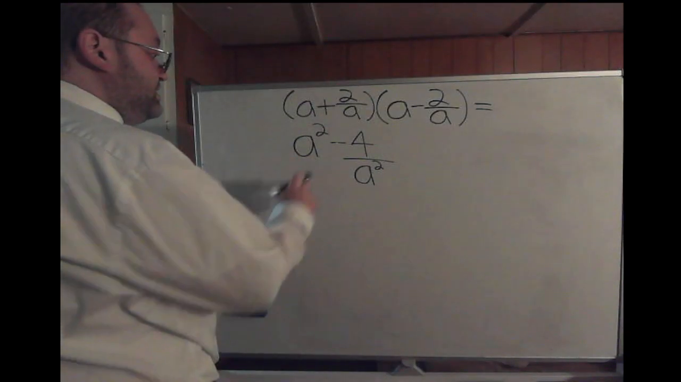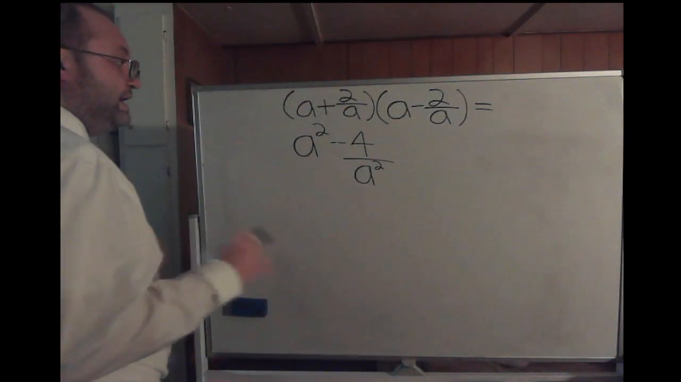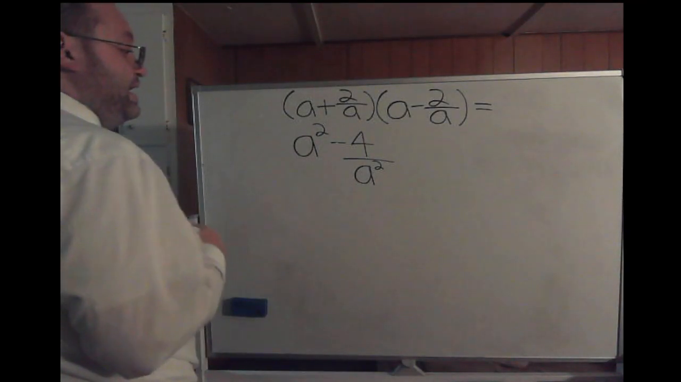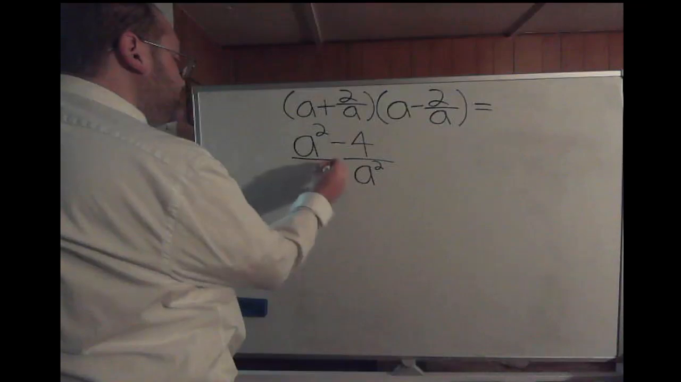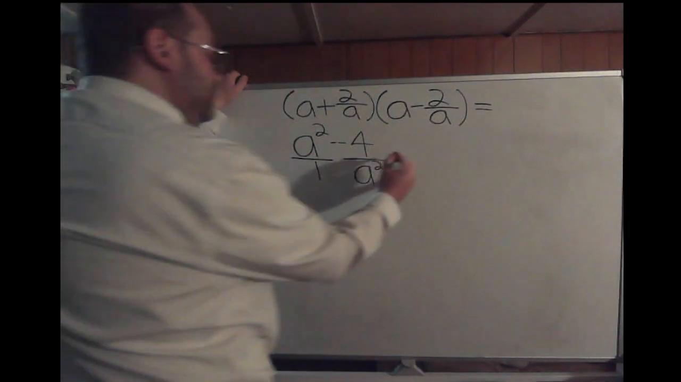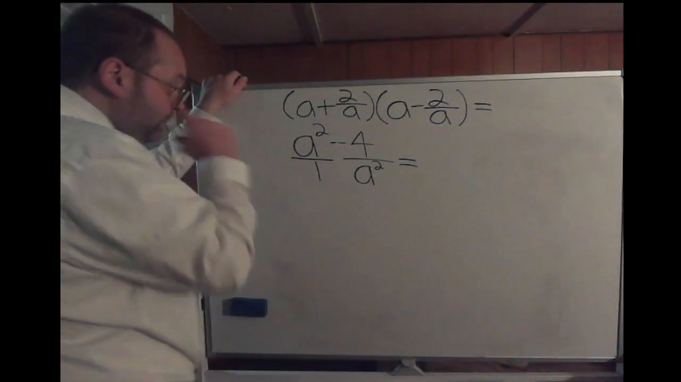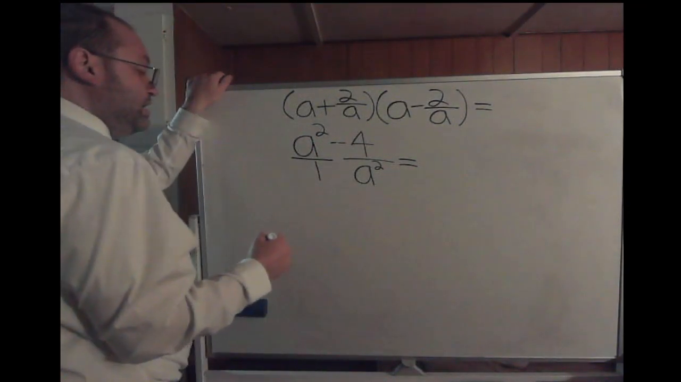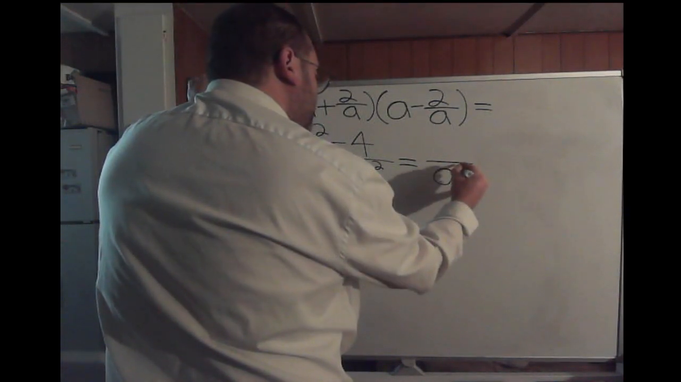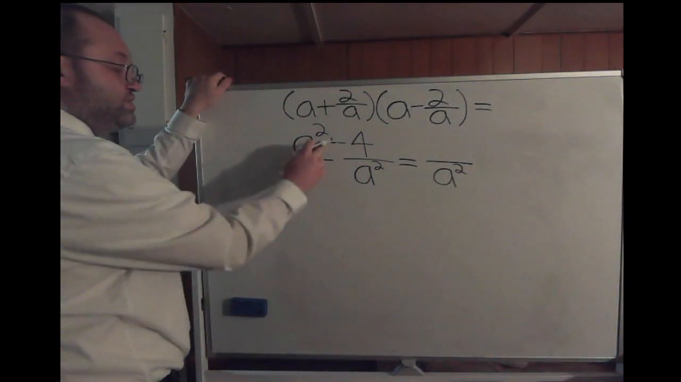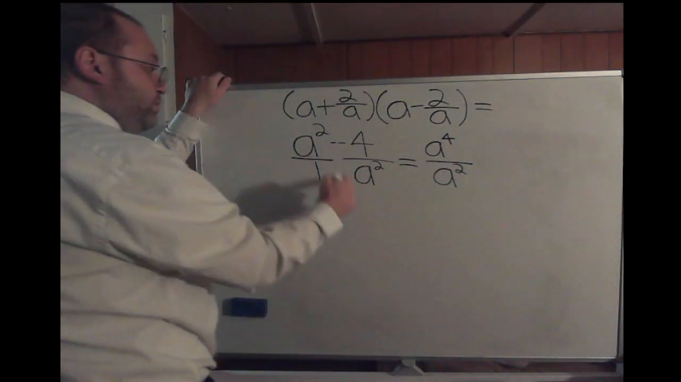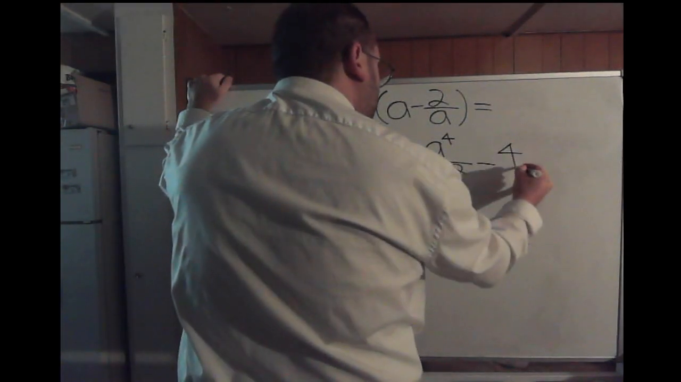So now we're reduced to a squared minus 4 all over a squared. Well, what we have to do now is find our least common denominator. Well, the a squared has a denominator of 1, right? That means our least common denominator is a squared. So if you multiply 1 times a squared, you get the denominator of a squared. That means you have to do that to the numerator also. A squared times a squared, well, that's a to the 4th. Then you have 4 over a squared. You can leave your second term alone.